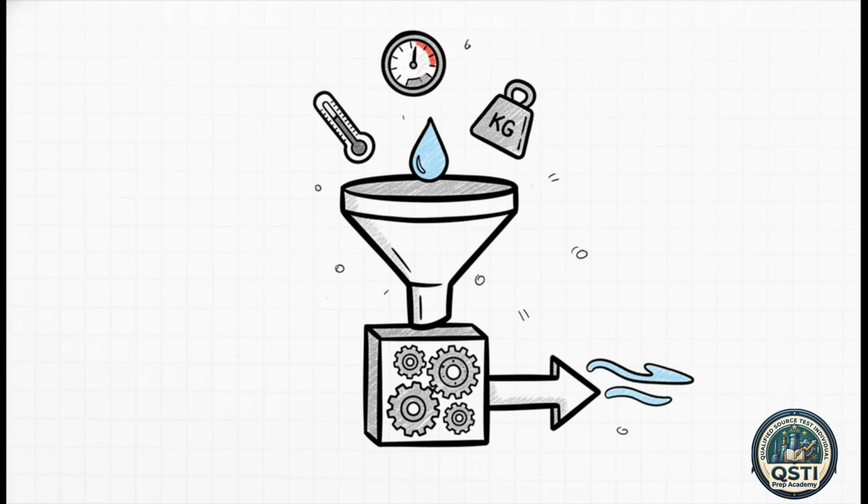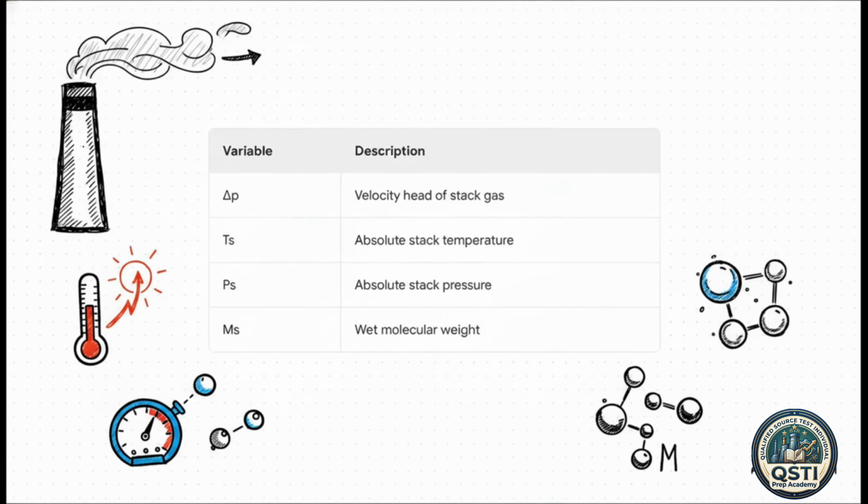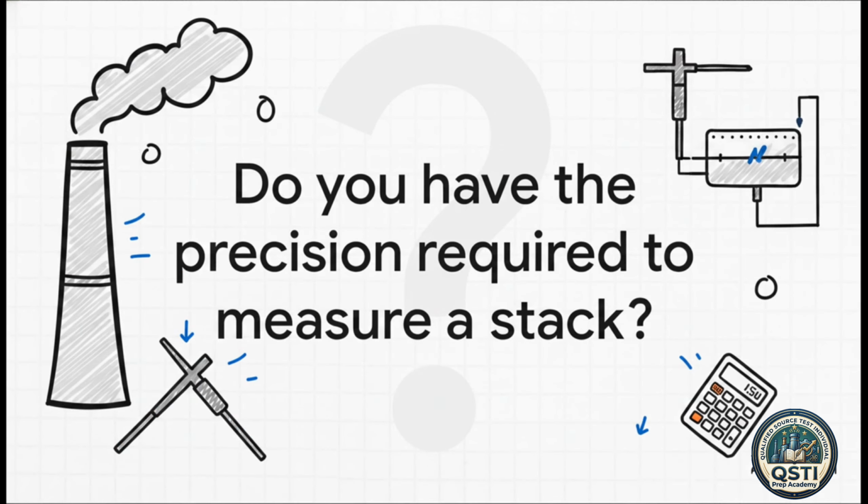So what actual data do you need to calculate the Method 2 average stack gas velocity? You'll need the average velocity head, absolute stack temperature, absolute pressure, and the wet gas molecular weight. You've got the tools and the math. Are you ready to take your first highly regulated stack measurement?